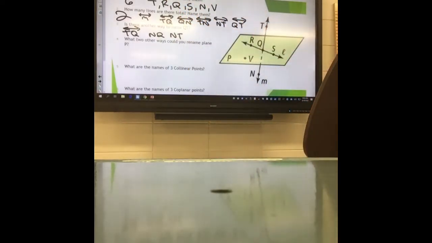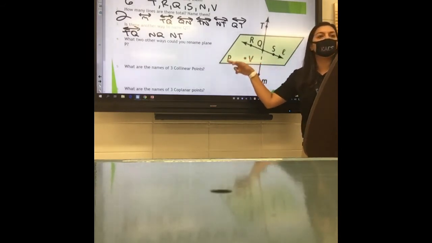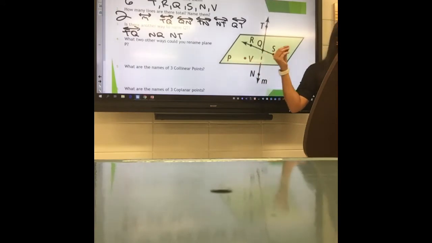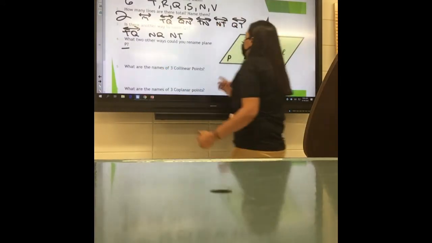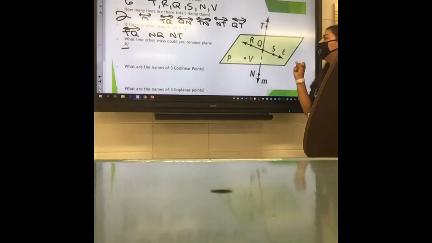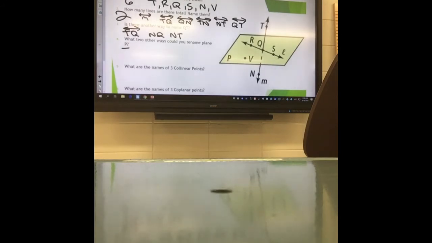Okay, what are two other ways you could rename the plane? Planes are kind of hard to label. The most obvious one is, see how this P is just sitting out here? It has no point, that's the name of the plane. So this says, what are the two ways you could name plane P? Obviously this is called plane P. Now you have to pick two points that are on a line and one point that's off the line on the plane.